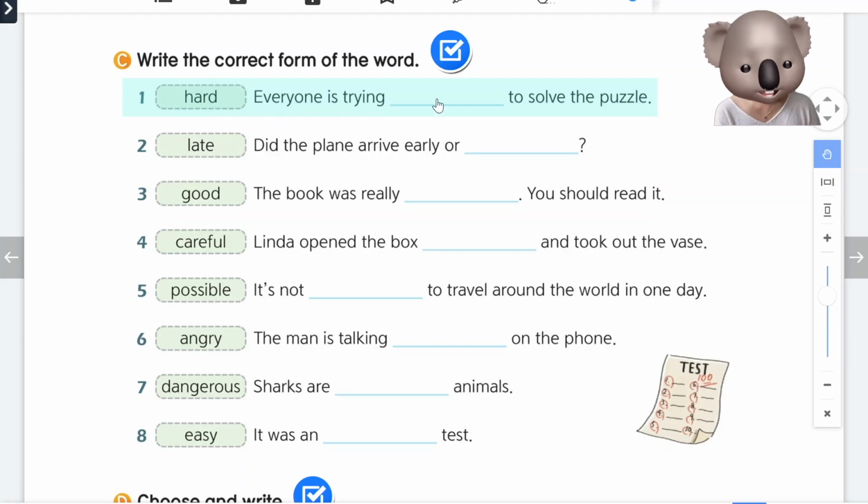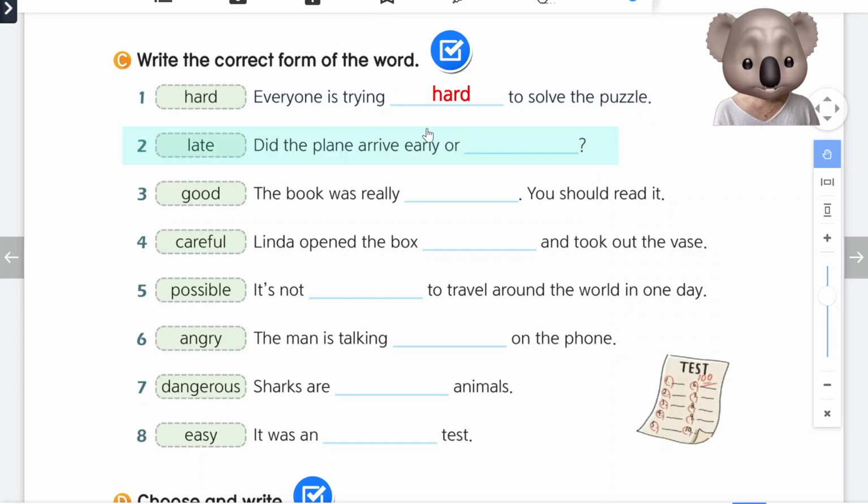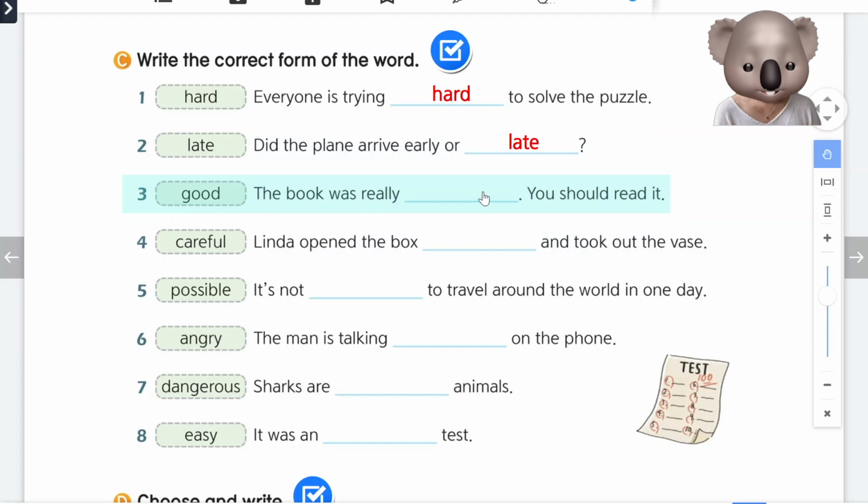Everyone is trying hard to solve the puzzle. Number 2, late. 이것도 안 바꿔. Did the plane arrive early or late? Late. Number 3, good. The book was really good. You should read it. Number 4, careful. Linda opened the box. 조심하게.